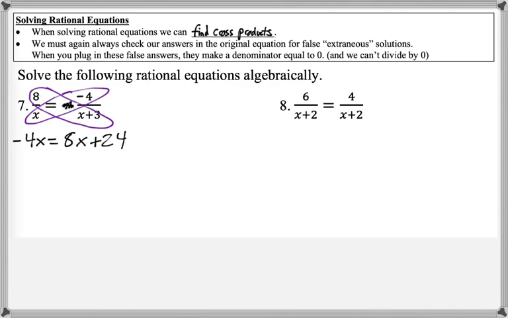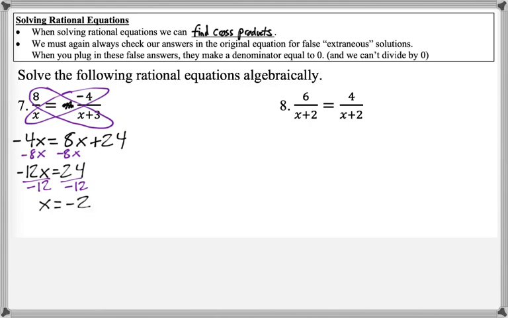And then I can solve. So I want to subtract 8x from both sides. Negative 12x is equal to 24. And then divide both sides by negative 12. And x is equal to negative 2.